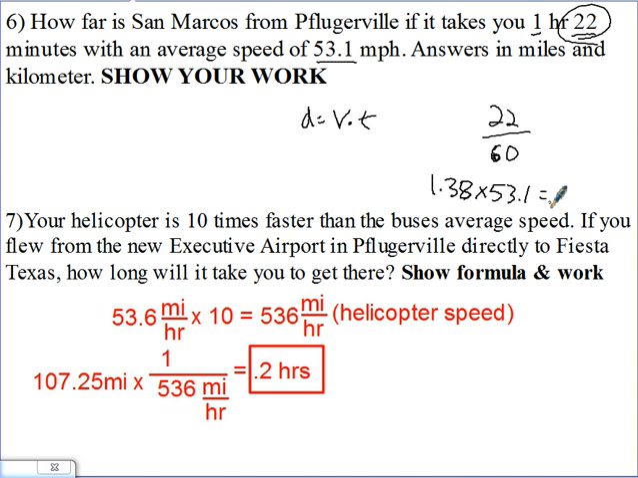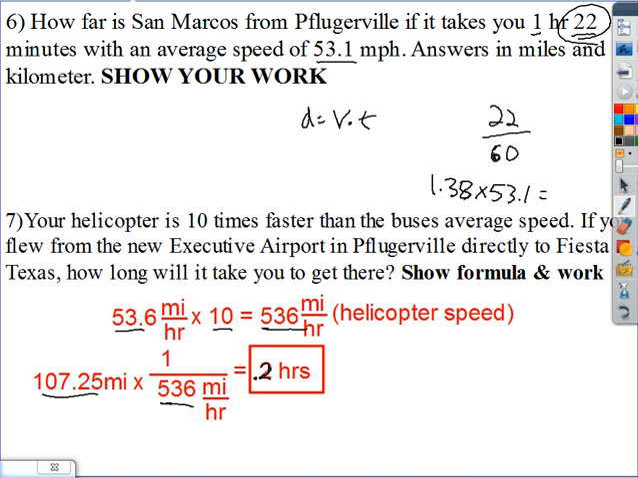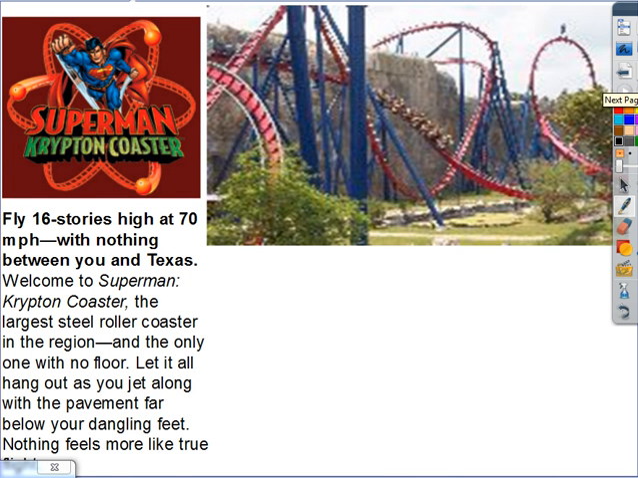And then if you had a helicopter that moved 10 times faster than the bus, how long would it take you? Well, you just take the average bus speed, multiply times 10, that gives you the helicopter speed. Then you take your miles divided by your helicopter speed, and that's going to give you 0.2 hours. So the helicopter is much, much faster. Okay, next question. Here we go, we're moving on to the Superman. Again, watch the video.